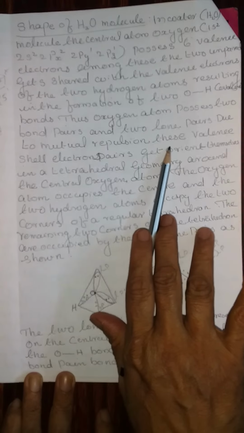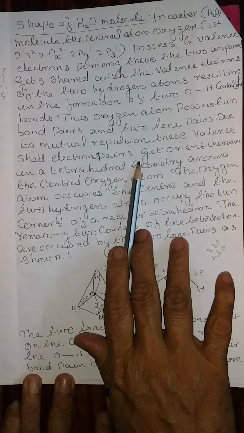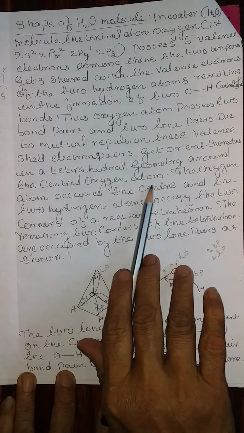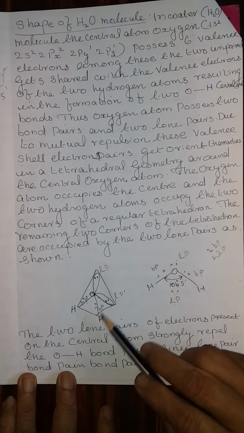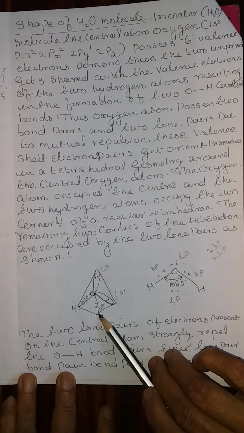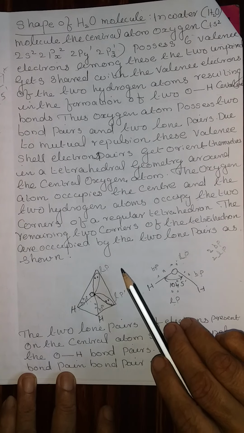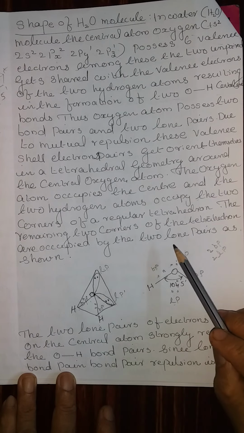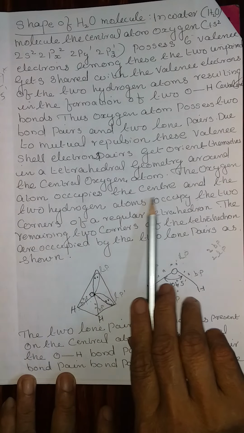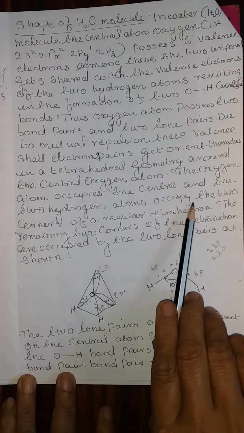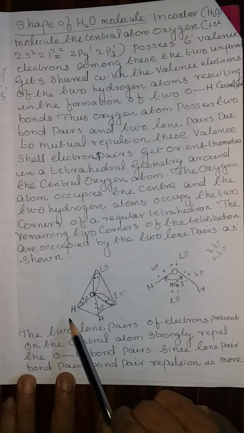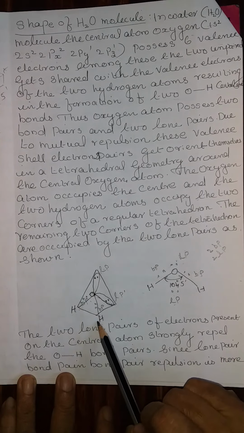Due to mutual repulsion, these valence electron pairs orient themselves in a tetrahedral geometry around the central oxygen atom. It is a tetrahedral geometry, but it becomes a distorted tetrahedral geometry based on the explanation of the VSEPR theory. Therefore, the oxygen atom occupies the center and the 2 hydrogen atoms occupy 2 corners of a regular tetrahedron.